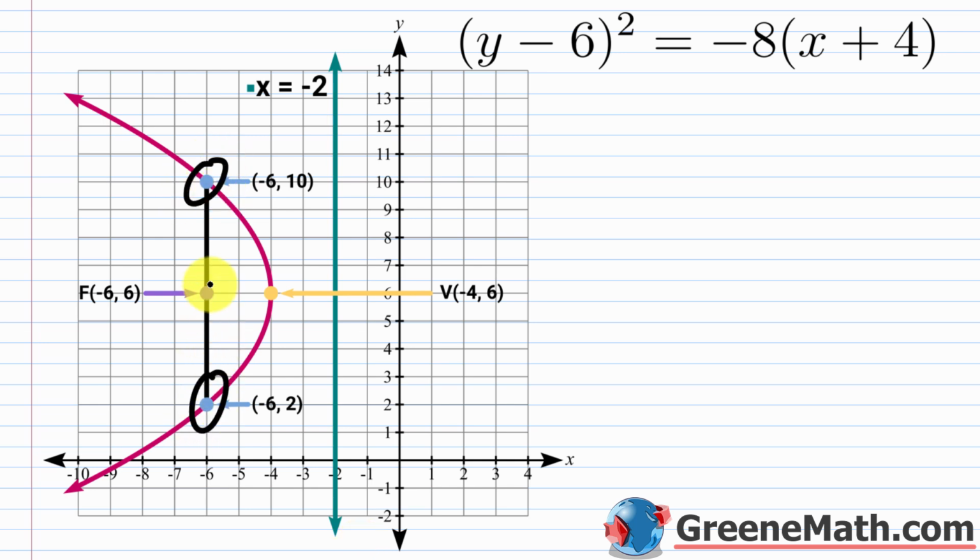You have your endpoints for the latus rectum. Again, those are found by starting at the focus and going up by the absolute value of 2p, and then going down by the absolute value of 2p. And in this case, the absolute value of 2p is going to be 4. So we go down by 4 units, we get this -6, 2. And then if we go up by 4 units, we get this -6, 10.